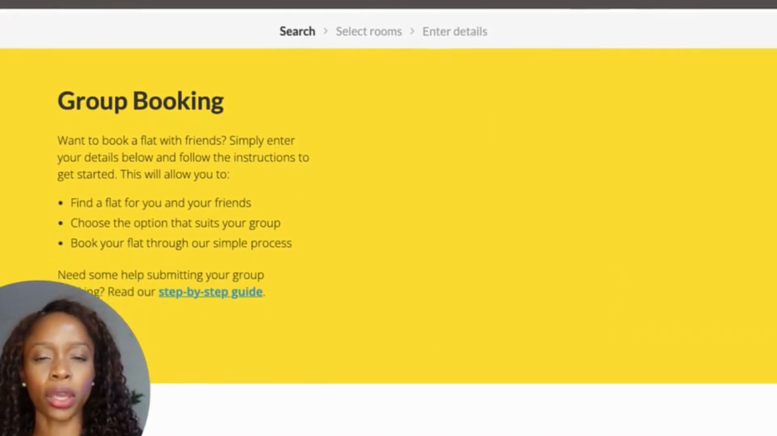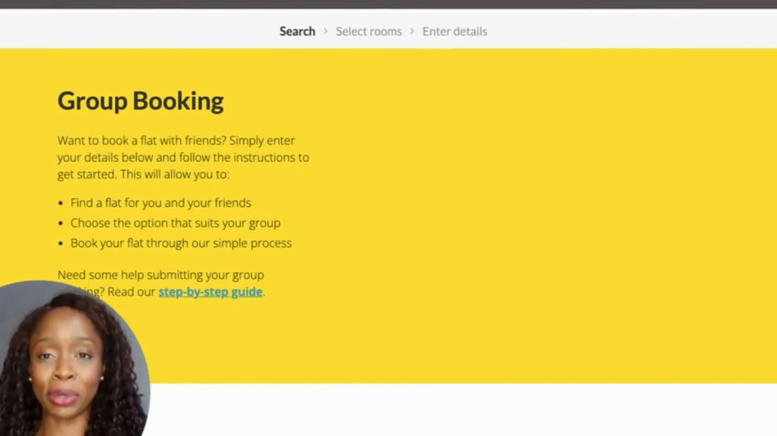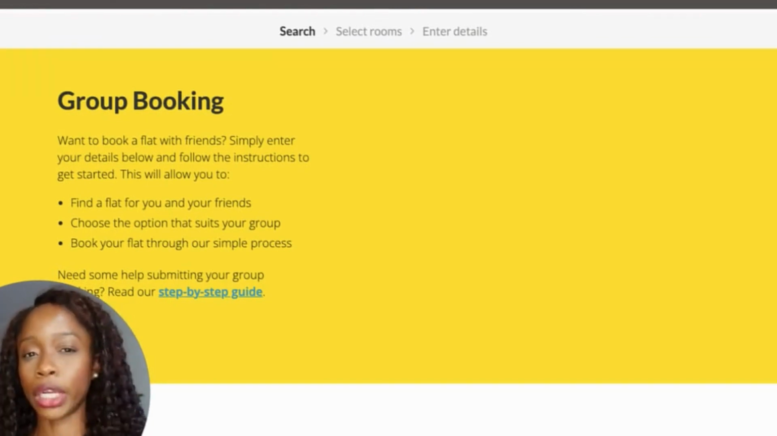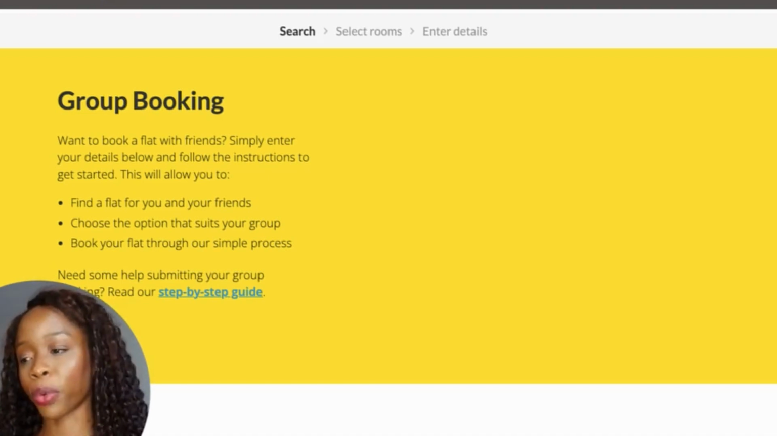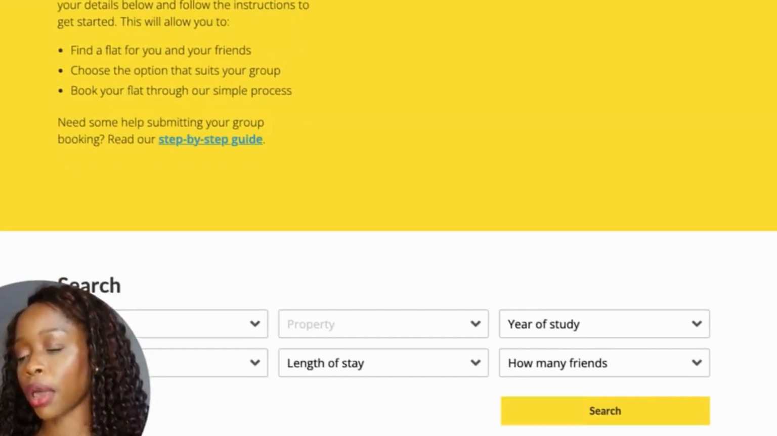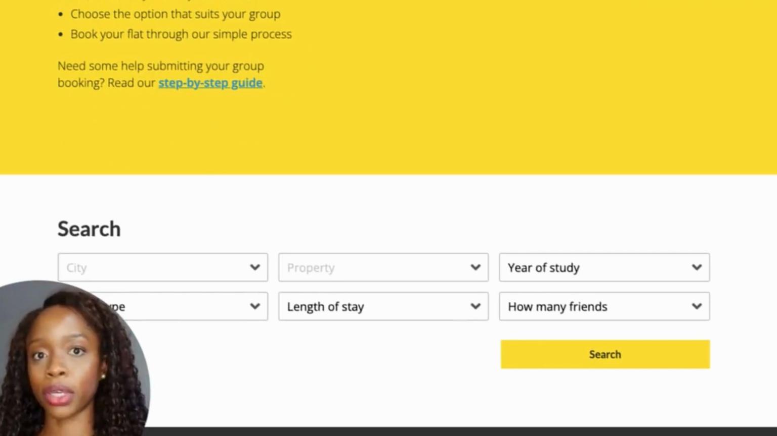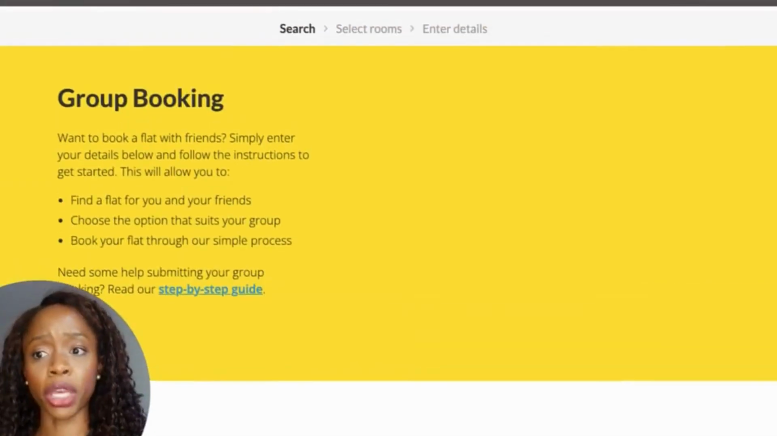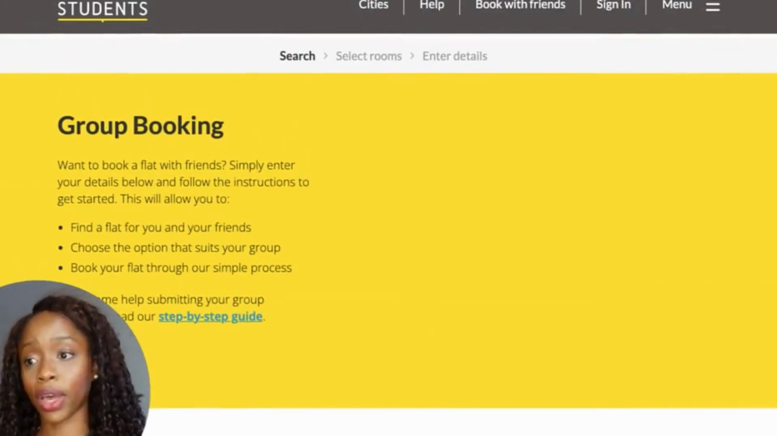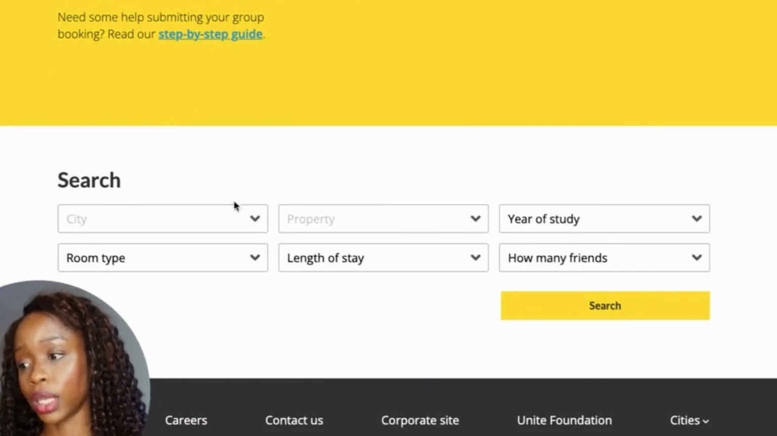That way, it helps make sure that whoever you're sharing that student accommodation with, you actually like them or get along with them, rather than being with a bunch of people that you don't really know that well and you might feel slightly more uncomfortable around. So this can be handy in terms of doing group bookings and booking that student accommodation with a mix of people that you're actually okay with living with.